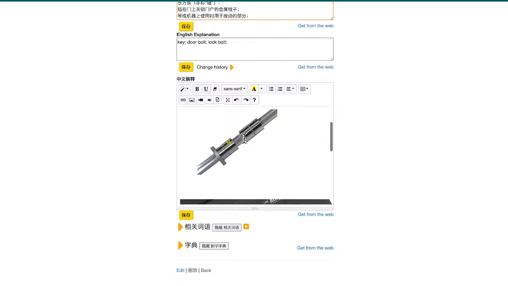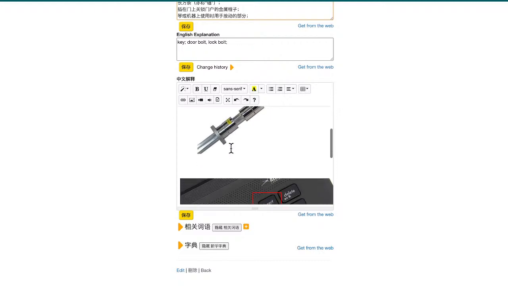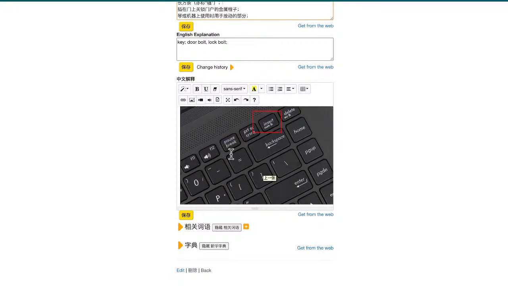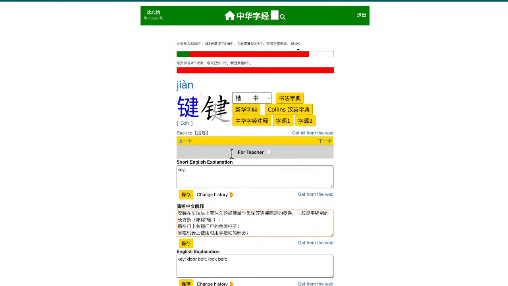Here's a picture of a 键, like a locking metal rod. And this is the key on the keyboard. This type of thing is called 键.